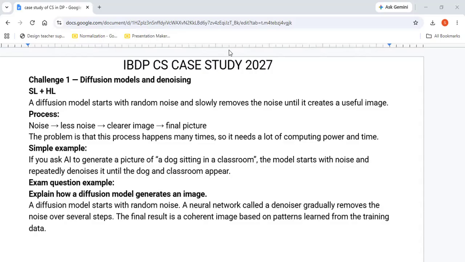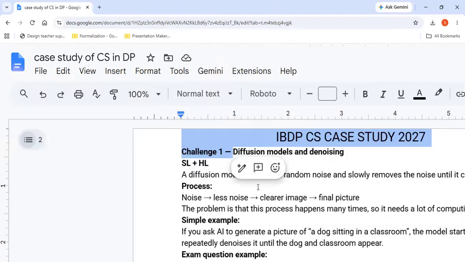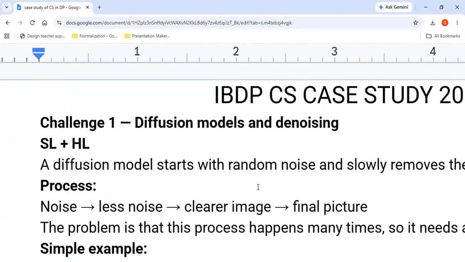Hello, children. Today we will be trying to understand the IBDP CS case study 2027. First challenge, what SL students or HL students have to understand is diffusion models and denoising.